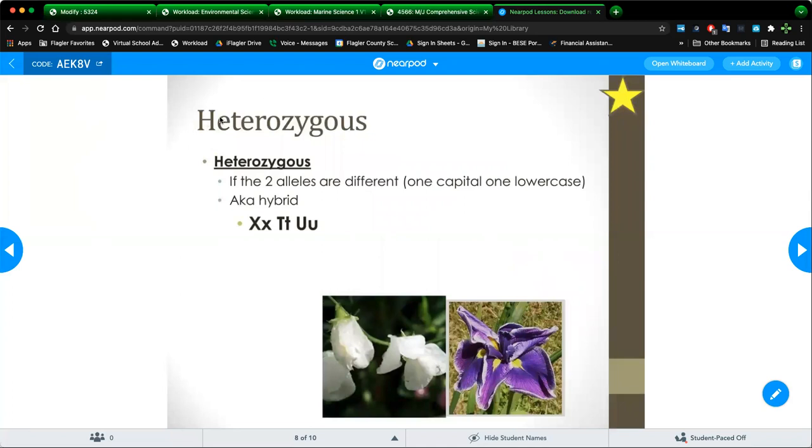And then heterozygous. Hetero means different. This is when you have one of each, one capital and one lowercase. Sometimes it's also called a hybrid. Again, the dominant trait is going to be expressed, even though there's a recessive allele there. There are exceptions to this rule, which we'll get into later in a different lesson, but for the most part, that's all you need to worry about.